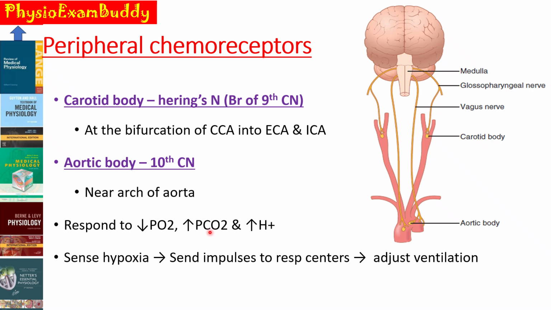So these chemoreceptors will sense all these stimuli, particularly hypoxia, which is the main important stimulus, and they send the impulses to our respiratory centers, thereby adjusting the ventilation.